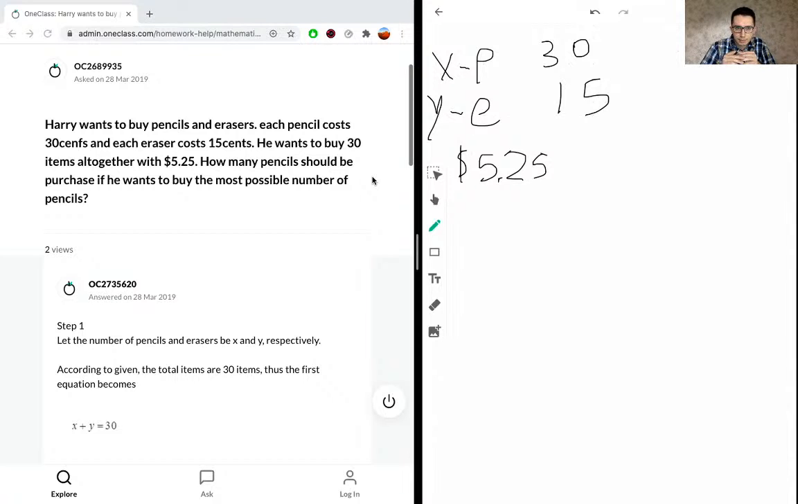So here we can set up some equations. The first being 30 cents times the number of pencils, so X, plus 15 cents times the number of erasers. So the total cost should be equal to $5.25, which is just 525 cents. Each dollar is 100 cents.